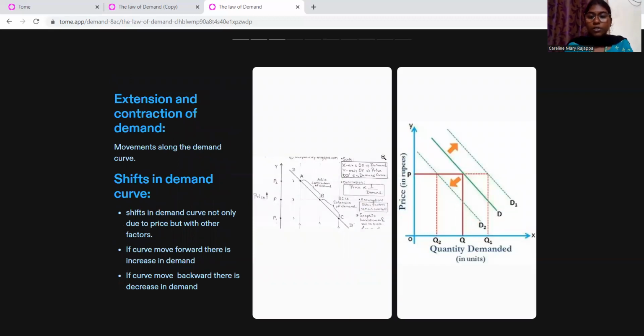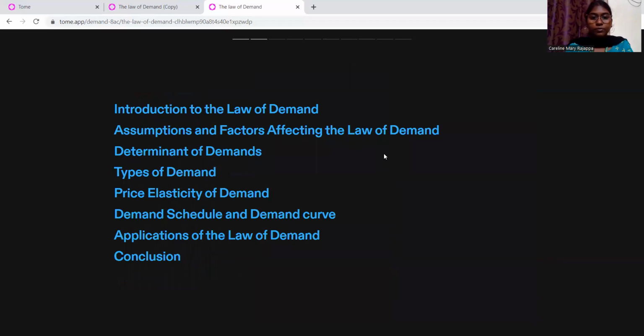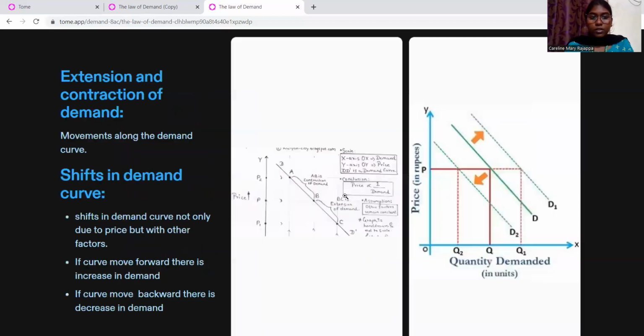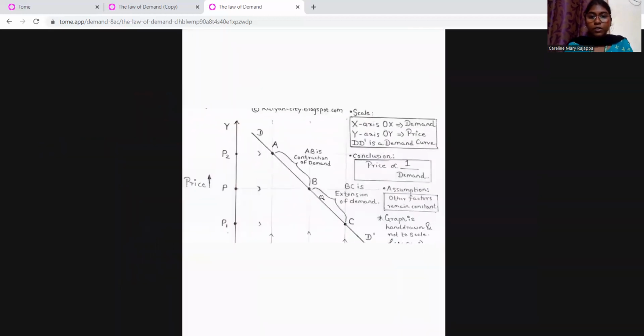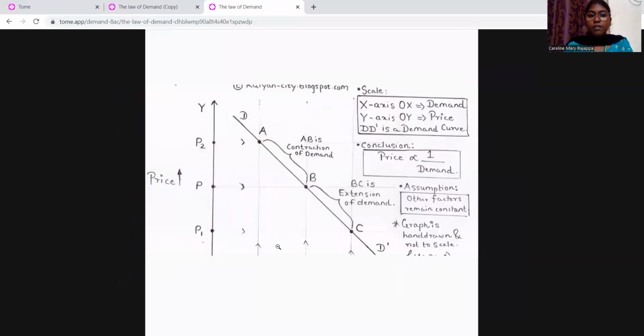Extension and contraction of demand. The extension and contraction of demand is the movement along the demand curve. This is the demand curve, where the x-axis represents the demand and the y-axis represents the price. The prices are P1, P, and P2, and the demands are from D to D dash, and A, B, C represent the points of demand at the particular prices P1, P, and P2.